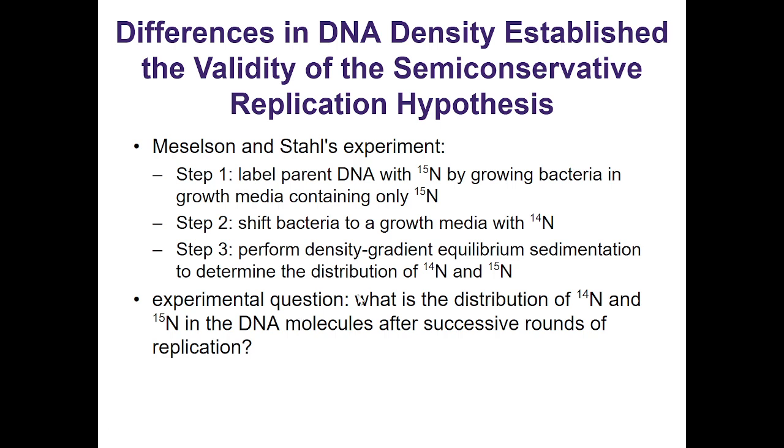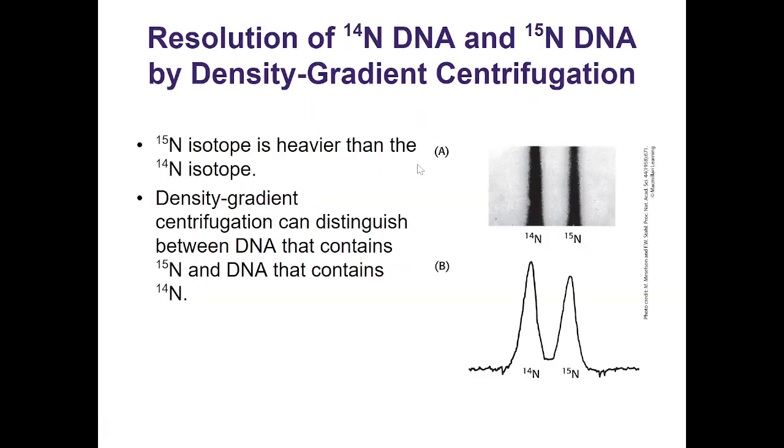So the experiment question was, what is the distribution of N14 and N15 in the DNA molecules after successive rounds of replication? And so again, the N15 isotope will be heavier than the N14. These will separate, giving us 2 different bands for the different strands of DNA. The density gradient centrifugation can establish the difference between the DNA that contains N15 and the DNA that contains N14. By the way, would you necessarily have to do a density gradient centrifugation now? We have other techniques we could use now, right? But back in those days, this is a brilliant way of doing it, right? Really smart.